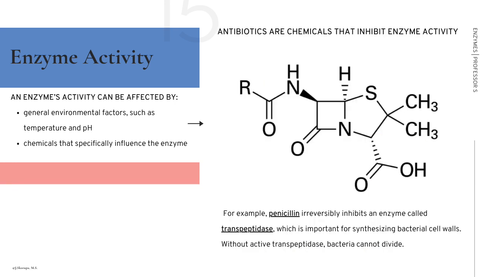Chemicals can also influence the enzyme activity. Antibiotics are chemicals that inhibit enzyme activity. For example, penicillin irreversibly inhibits an enzyme called transpeptidase, which is important for synthesizing bacterial cell walls. Without active transpeptidase, bacteria can't divide.